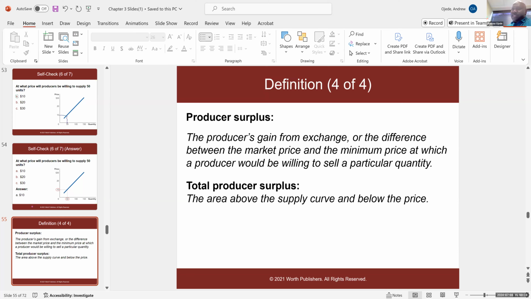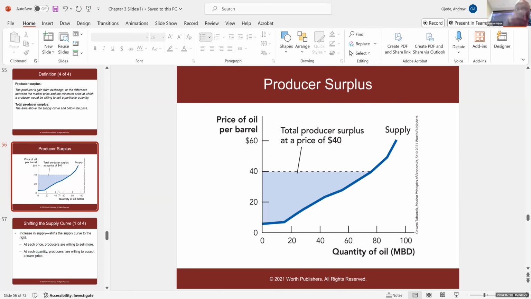So the producer surplus is going to be located above the what? It's going to be located above the supply curve, but below the market price. So if the market price, say, is $40, for example, we know the area of the triangle, we're going to turn this into a triangle. The shaded blue is going to be your producer surplus.